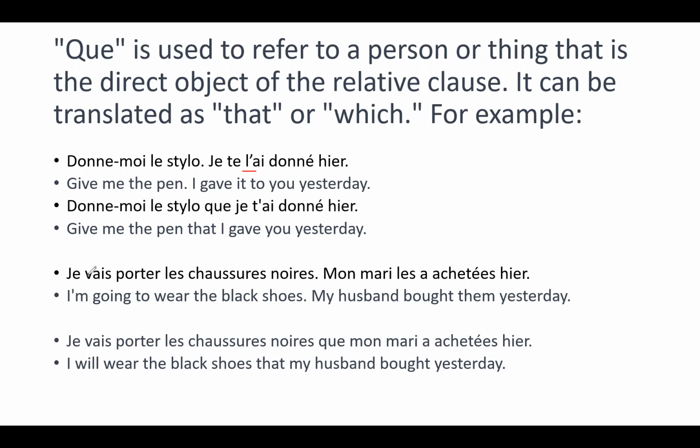Now, second sentence, je vais porter les chaussures noires. Mon mari les a achetées hier. So here there are two sentences, and les is the direct object. So we'll replace the direct object with que. So je vais porter les chaussures noires que mon mari a achetées hier. I will wear the black shoes that my husband bought yesterday.